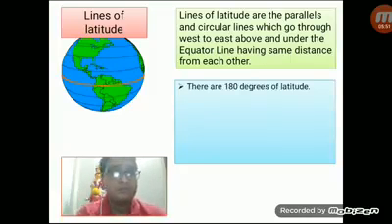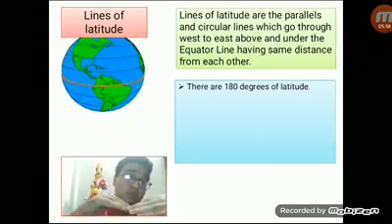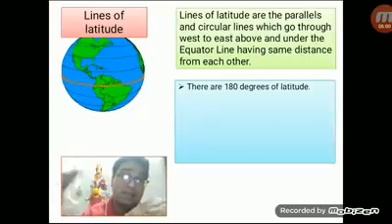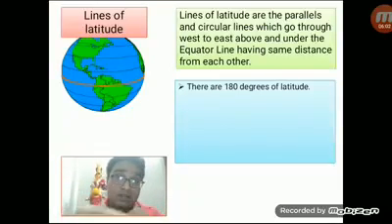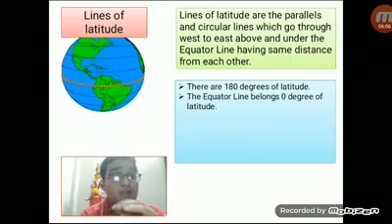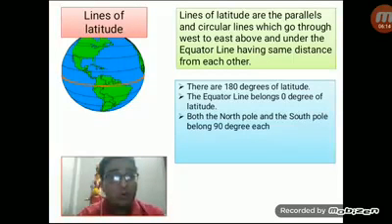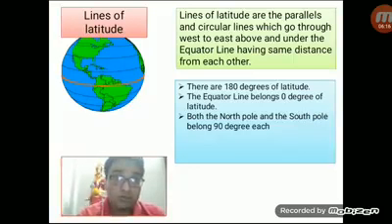First of all, there are 180 degrees of latitude, 90 degrees above the equator line, and the remaining 90 degrees under the equator line. Then the equator line is 0 degrees of latitude. This is a very important question for MCQs or knowledge questions. Then both the North Pole and the South Pole are 90 degrees latitude each.